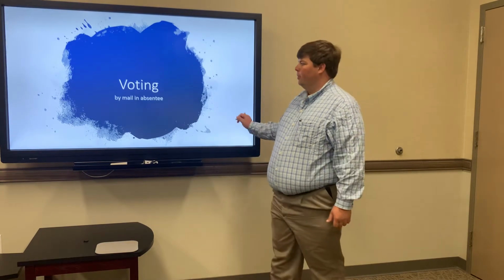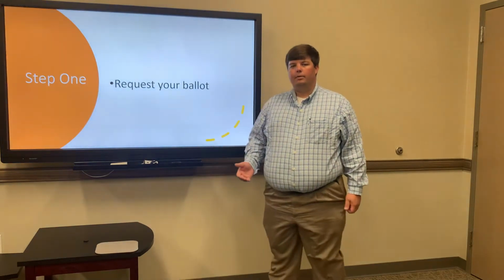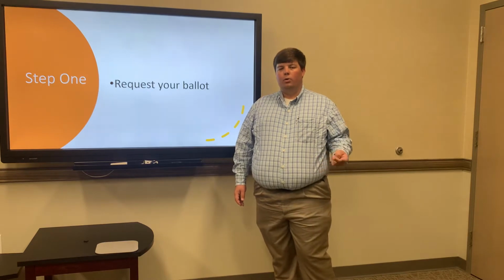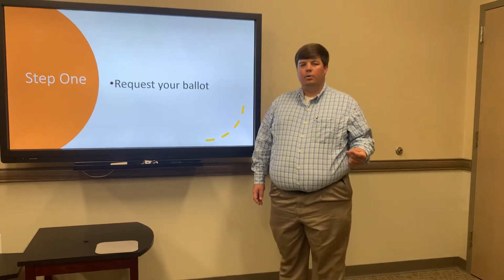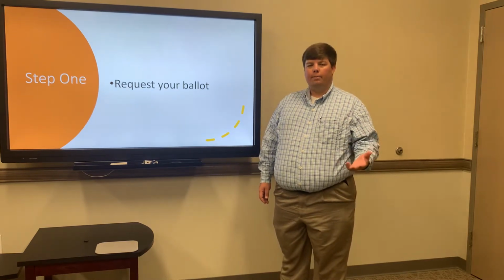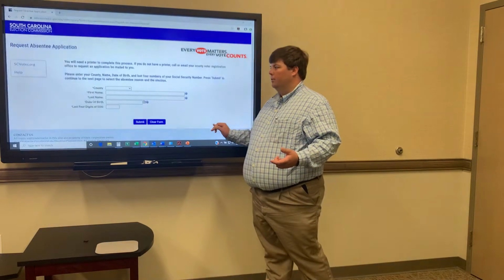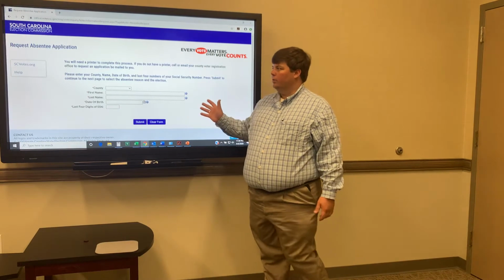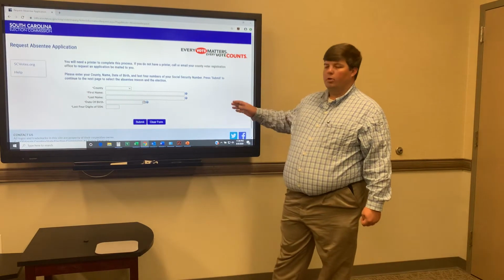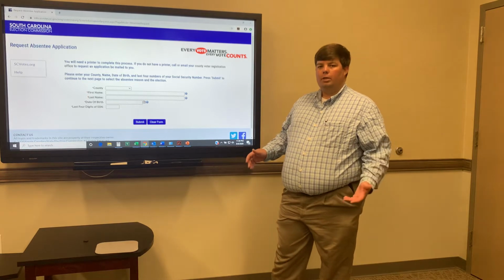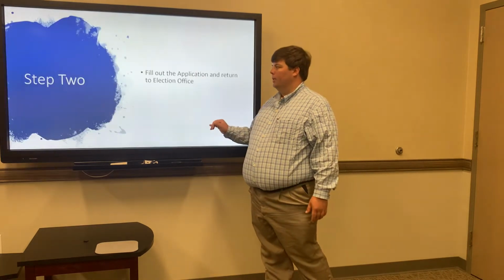So the first step in voting absentee is you must request your ballot. Now there are multiple ways to do this. One is to go to scvotes.org, or you can call your local election office and give them your name and address, and they will send you an application. So if you choose to go online to scvotes.org, you'll find yourself at a screen similar to this, where you can fill in your county, your name, date of birth, social security. This will take you to a new screen that will give you an application.